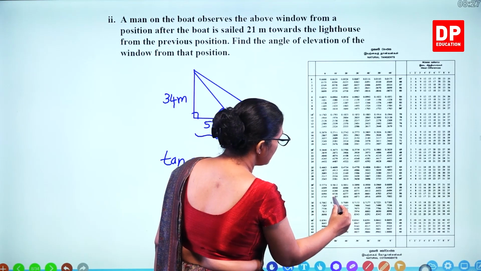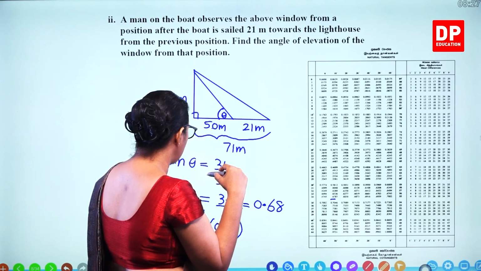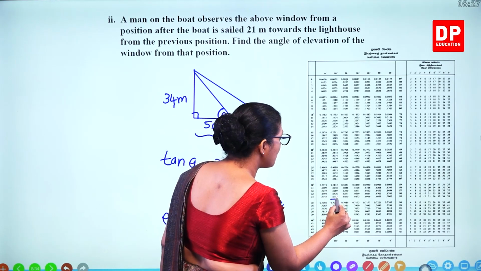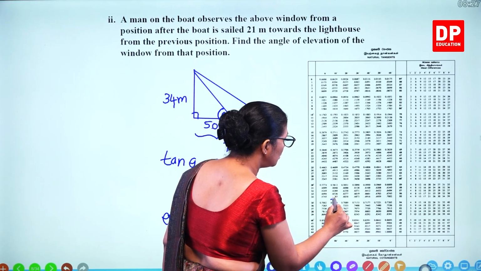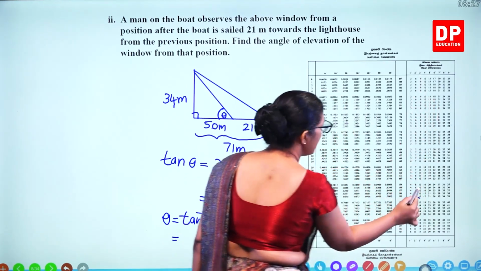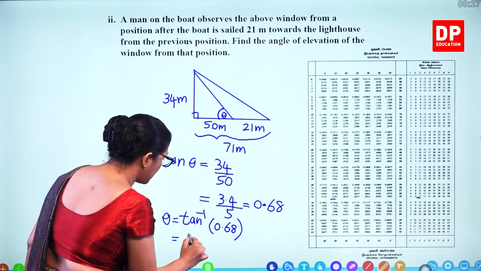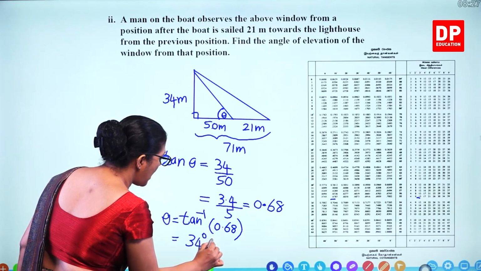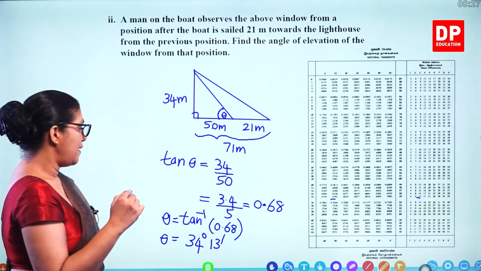Somewhere here, 6787 is there. So for 68 you have to take 13 more. 13 from this. So that's 3. So 34, 13. 34 degrees and 13 minutes is the angle of elevation.